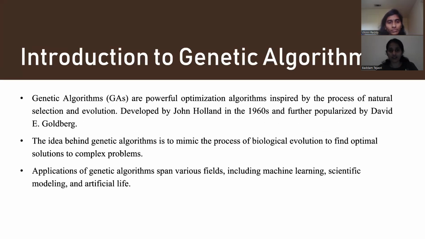First of all, let's see what a genetic algorithm means. A genetic algorithm is a powerful optimization algorithm inspired by the natural selection and evolution process. It was developed by John Holland in 1960 and further developed by David. The basic idea of the genetic algorithm is to generate an optimal solution for problems whose search space is very huge, and it mimics the process of biological evolution to find optimal solutions to complex problems.